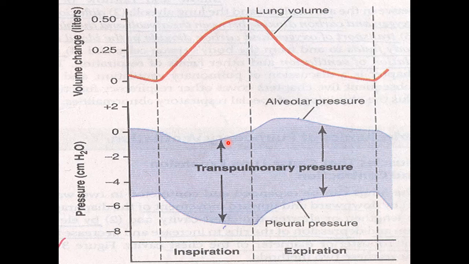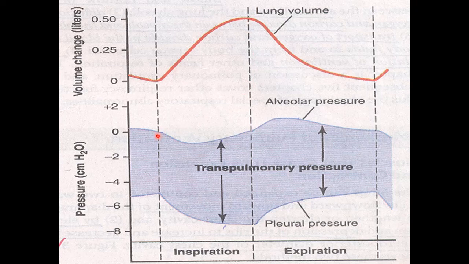And how much air moves into the lungs during inspiration in quiet breathing? That is 0.5 liter of air. And you can see from this curve, which shows the changes in the lung volume during quiet breathing or normal breathing, that lung volume increases by 0.5 liter during normal inspiration. So I am coming back to the alveolar pressure curve.